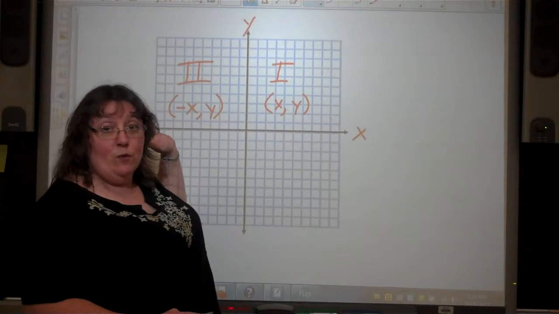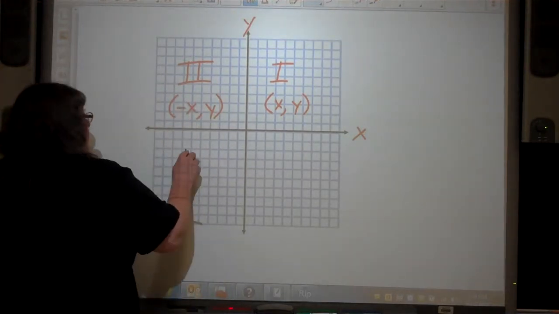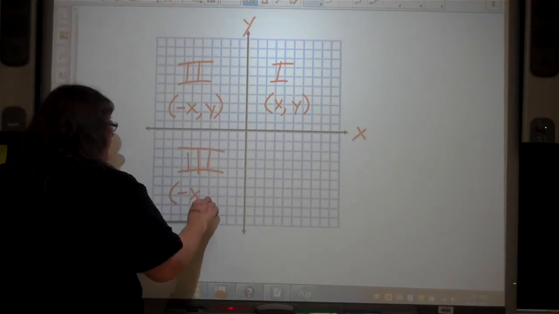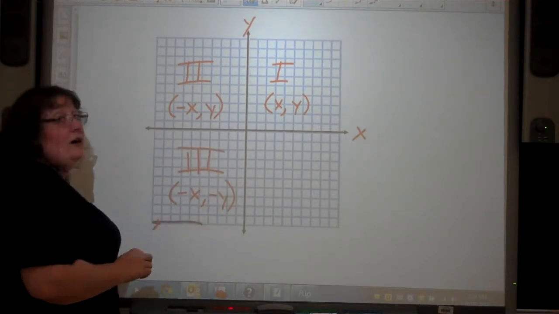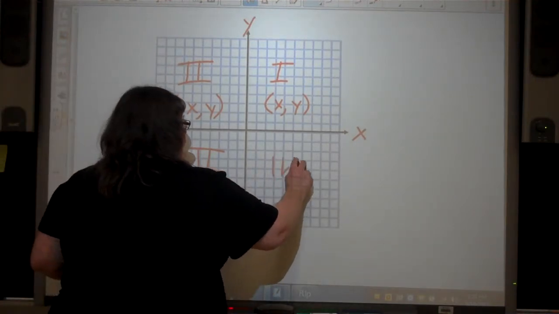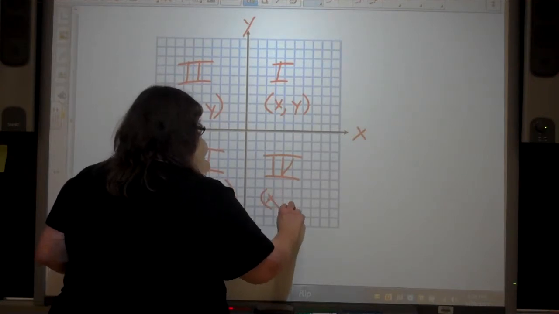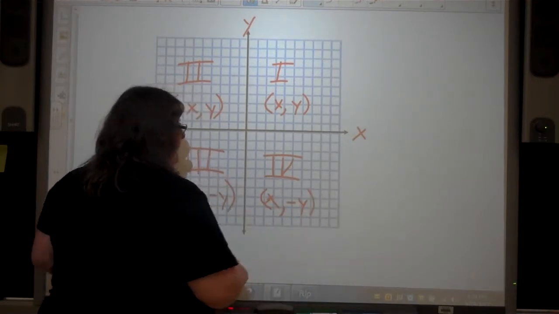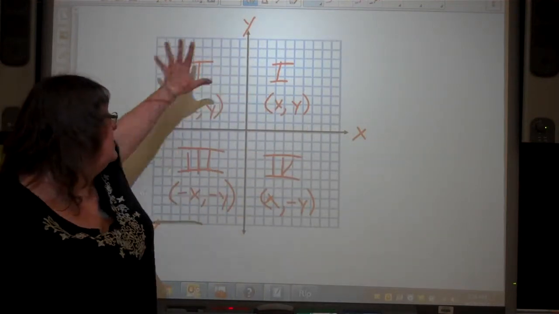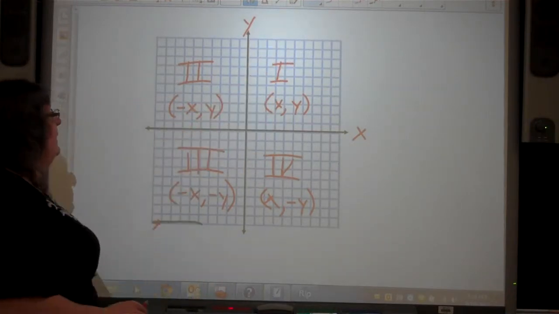Anything to the left of the y-axis is negative, okay? So, quadrant 3, both x and y are negative, okay? And the last quadrant, your x is positive, your y is negative, okay? They go in a counterclockwise rotation, one always starting up in the upper right-hand corner, okay?